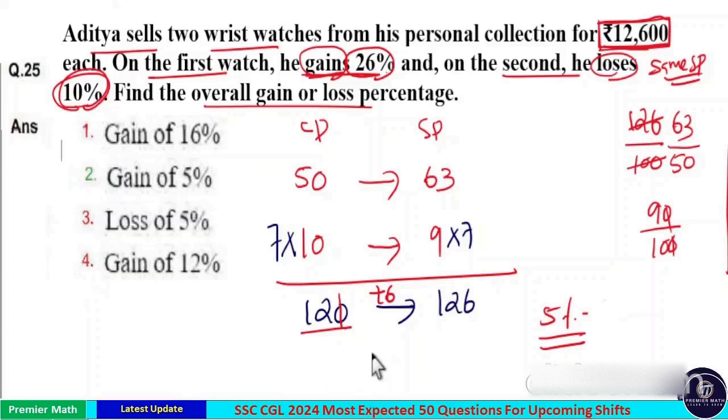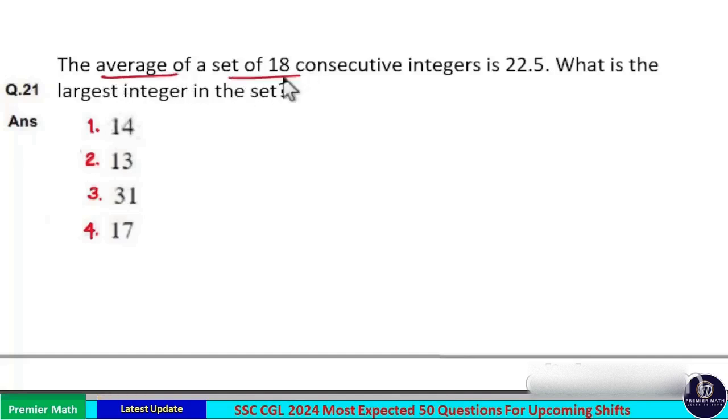That is, here gain is like difference between selling price and cost price is 6. The 6 part is generated from this cost price 120. So 6 by 120 into 100 is equal to 5%. So this is gain.